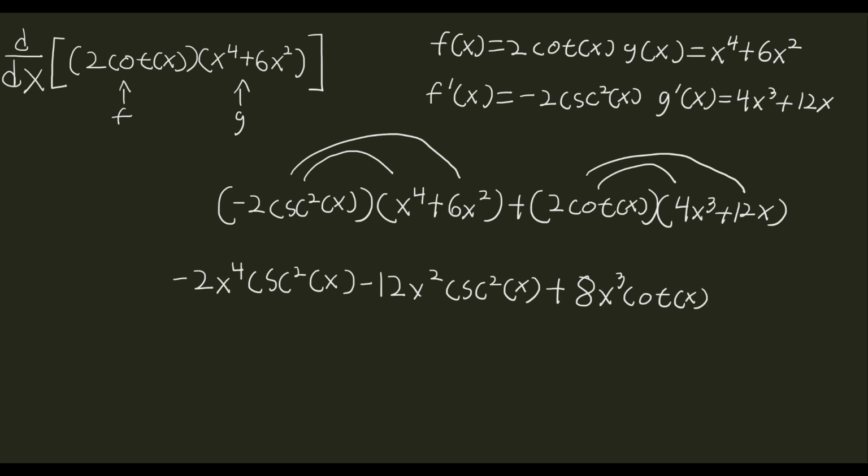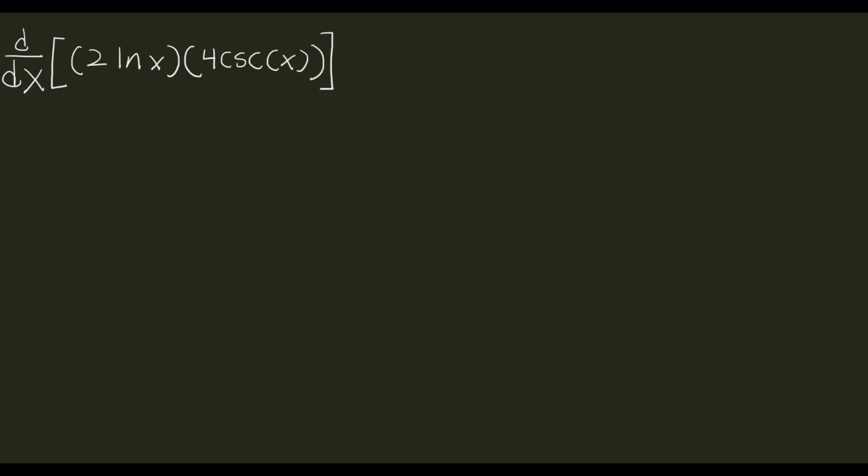Running out of space, I'm panicking here. And 2 cotangent x times 12x would just be 24x cotangent x. Oh, I forgot to include a plus sign. So this would be our final answer right here. This big thing right here. Let's move on to one last problem. Let this function right here be our last problem.